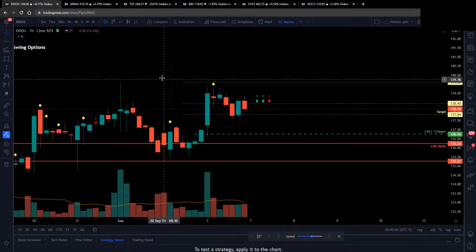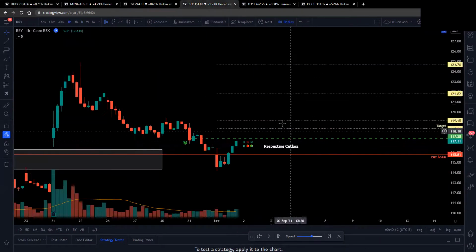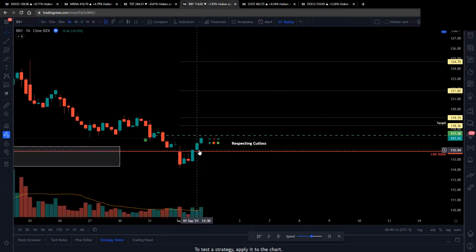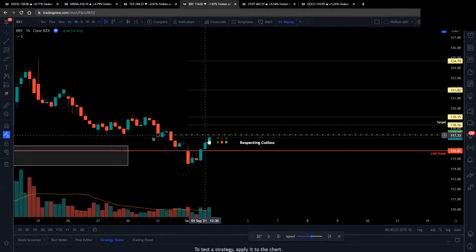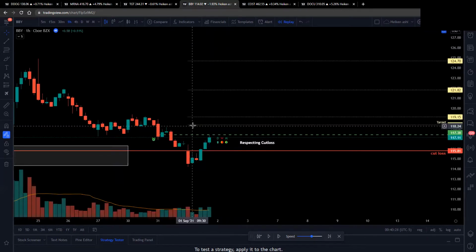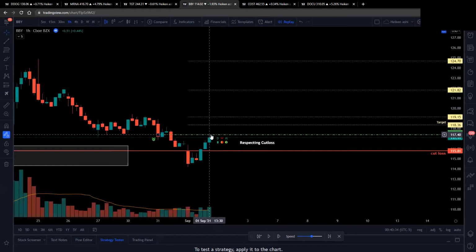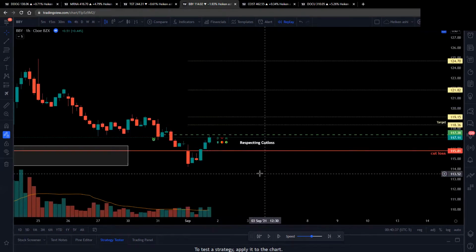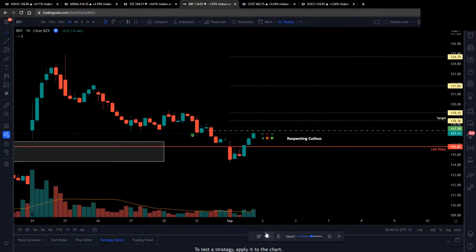So the next topic we're going to talk about is respecting cut loss. This is BBY, Best Buy. This was kind of sad. It did look very bullish from here. However, it did trigger the trigger, but it got rejected. Like I said, all these triggers and targets serve as support or resistance, so they can do a fake out, break, and then just reverse. That's why you need to respect your cut loss if that's what's going to happen. So we'll see how this goes.